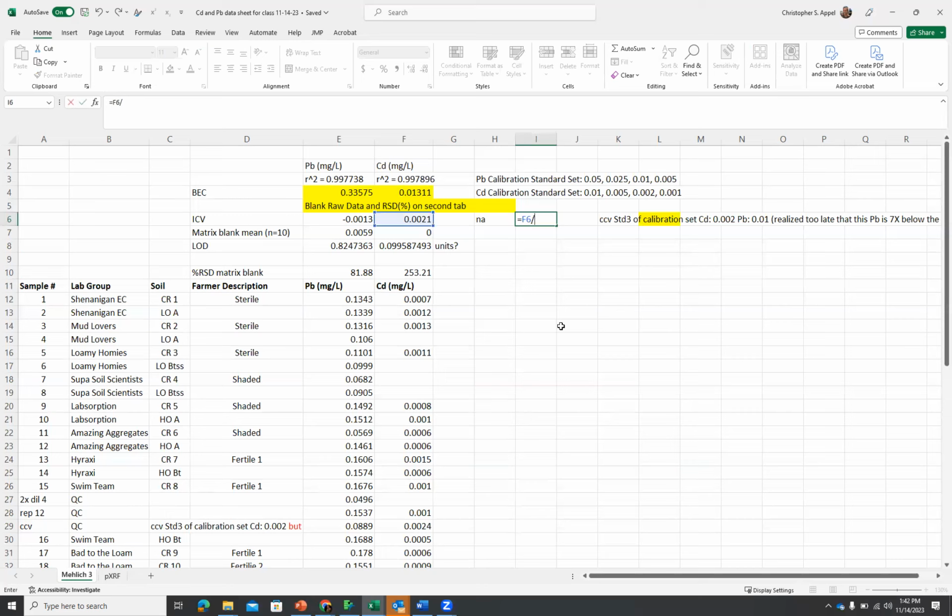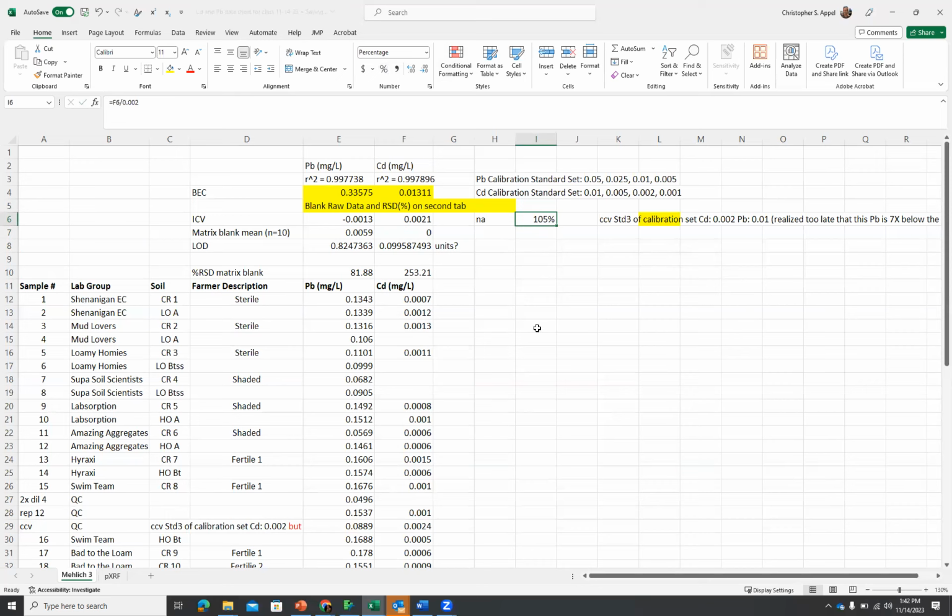The technician called it CCV, but it's not a CCV, it's our ICV. And the calibration standard set for cadmium is 0.002. So the known is 0.002. And it's good. Thank goodness, right? So make that a percent, 105%.